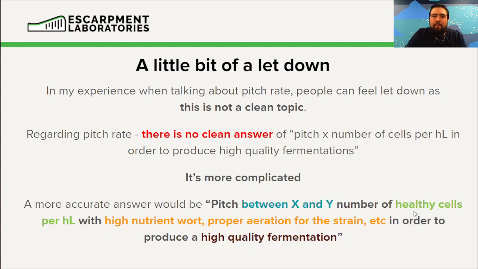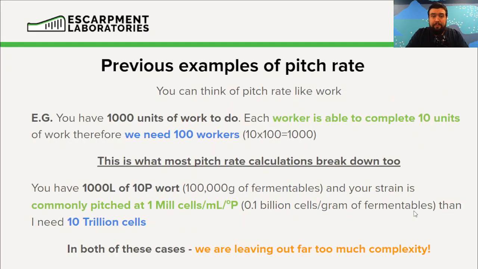It's more complicated. A more accurate answer would be something along the lines of: pitch between X and Y number of healthy cells per hectoliter, with high nutrient wort, properly aerated for the strain, in order to produce high quality beer. It's not clean. It's a work in process for every single brewer. We're trying to strike a balance, and that's going to be a theme for today's lecture.